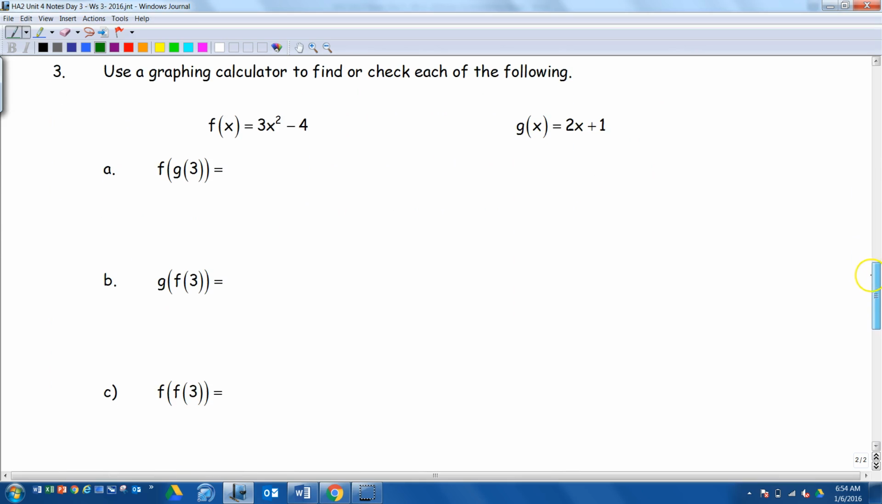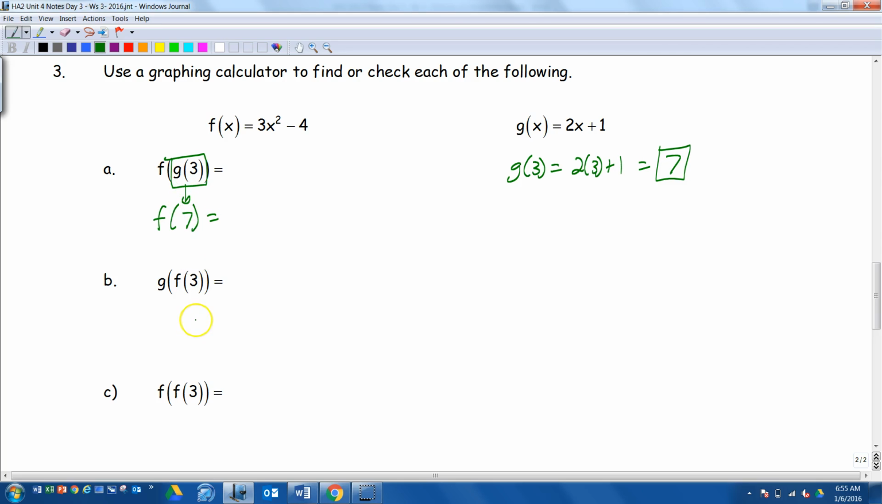Now these say use a graphing calculator to find or check the following. I'll show you that in class, but right now I want to just show you what you have to do. First thing this is saying is find g of 3. So g of 3 is equal to 2 times 3 plus 1. I don't need a calculator for this. 6 plus 1 is 7. So that's the answer. So this problem now turns into f of 7.